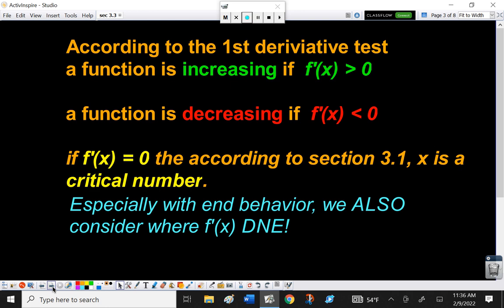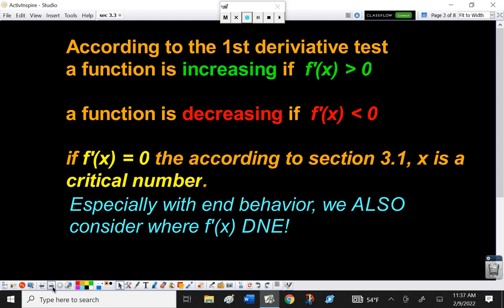Let's look. According to the first derivative test, a function is increasing if the derivative of f of x, or f prime, is greater than 0. So it is increasing if f prime of x is greater than 0. Another way of saying this, f prime is positive. A function is decreasing if f prime of x is less than 0. Again, associate decreasing with a negative derivative. Okay?